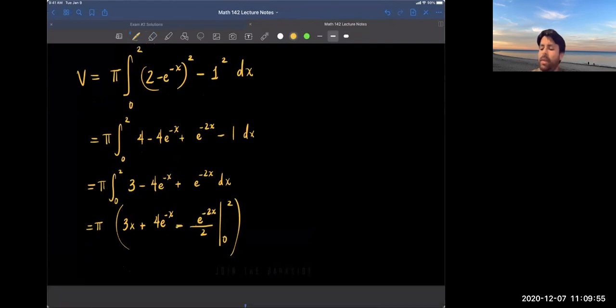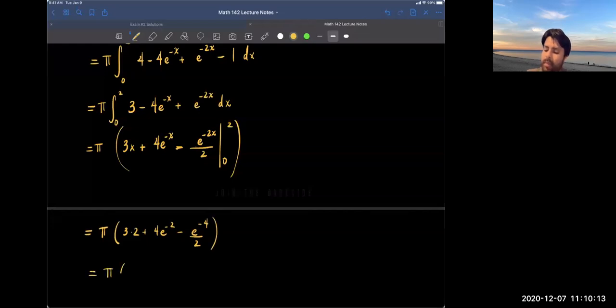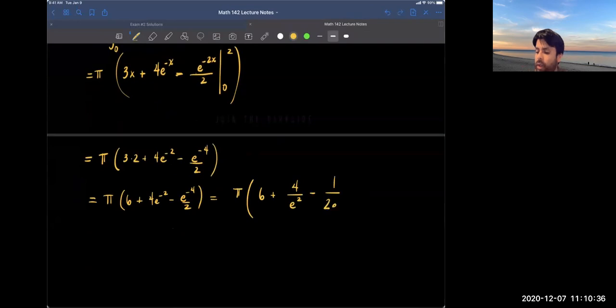Bam. Okay, and now we evaluate by plugging in the values for x. And I get 3 times 2 plus 4 times e to the negative 2 minus e to the negative 4 over 2. So my answer will be pi times 6 plus 4e to the negative 2 minus, if you want to write this all in positive exponents, pi multiplied by 6 plus 4 over e squared minus 1 over 2e to the 4th.